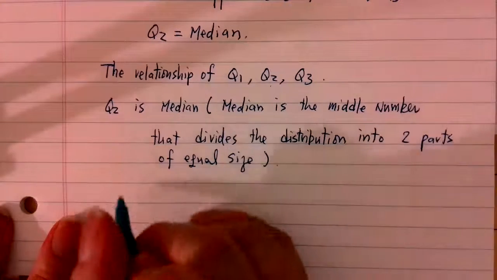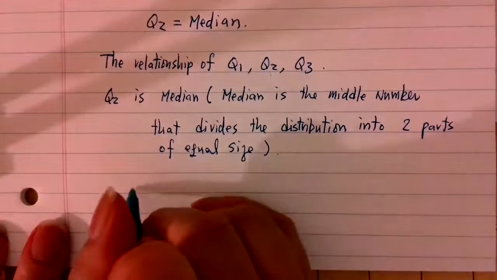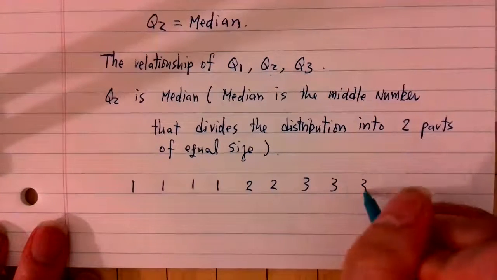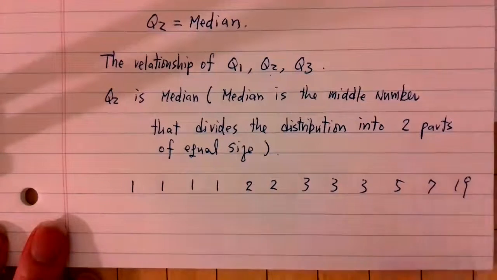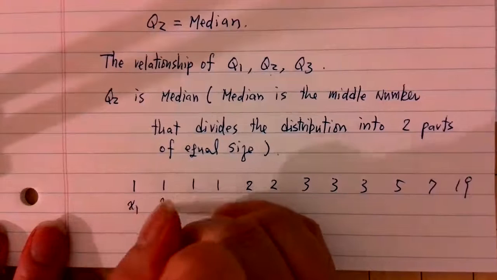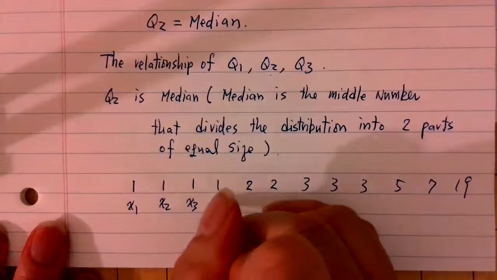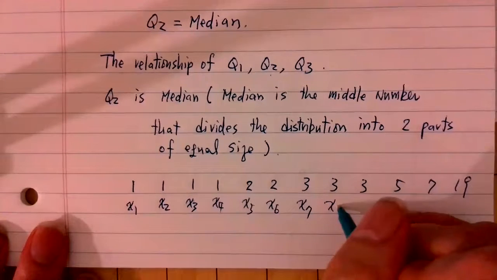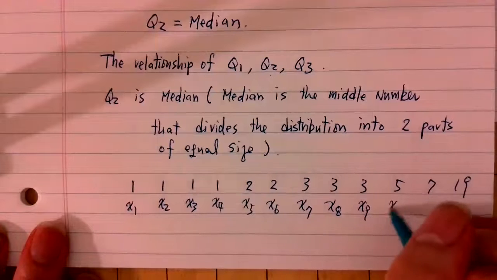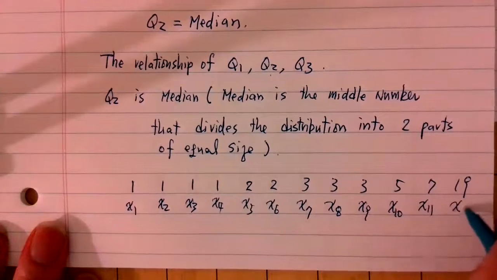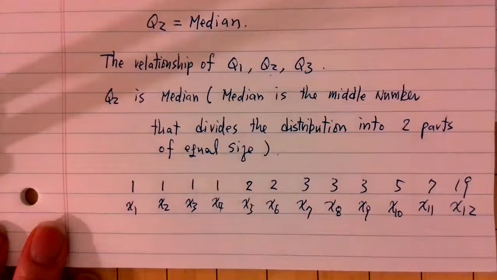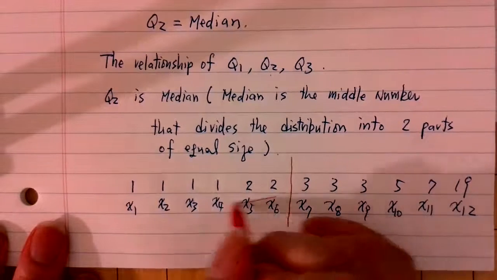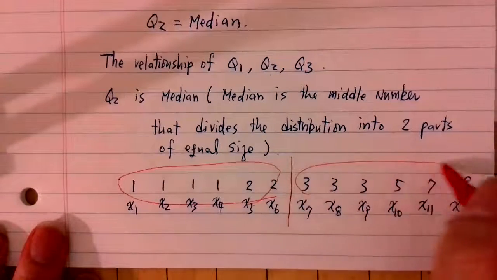Okay. So let's use our x list as example. 1, 1, 1, 1, 2, 2, 3, 3, 3, 5, 7, and 19. Okay. This is x1, x2, x3, x4, x5, x6, x7, x8, x9, x10, x11, and x12. Now, median is a middle number that divides the list into two parts of equal size. You cut it right here, right? This is the first half. This is the second half.